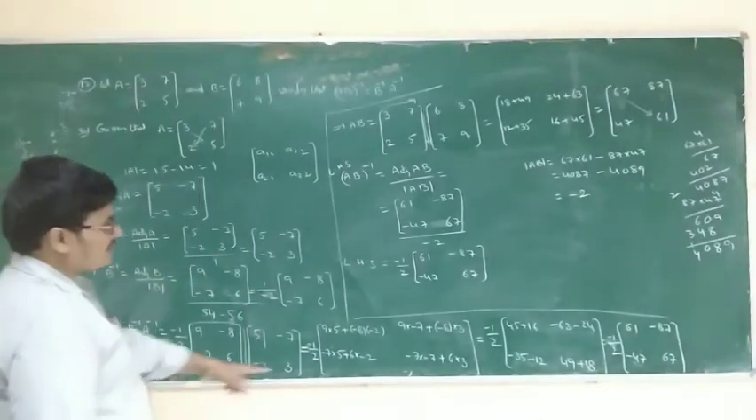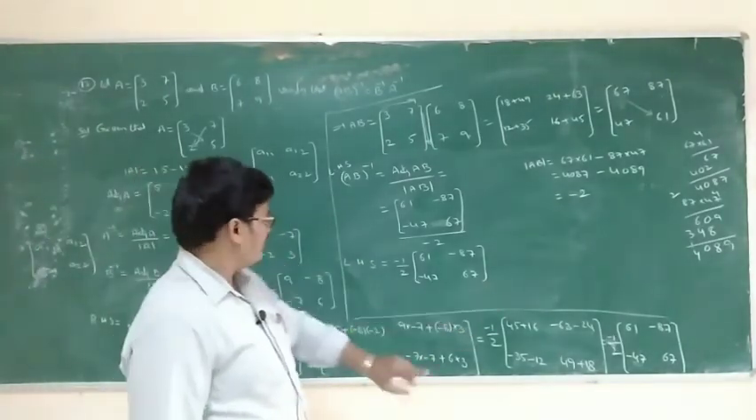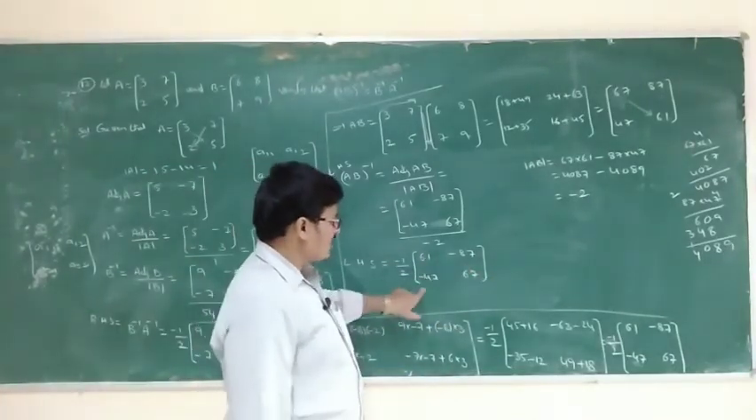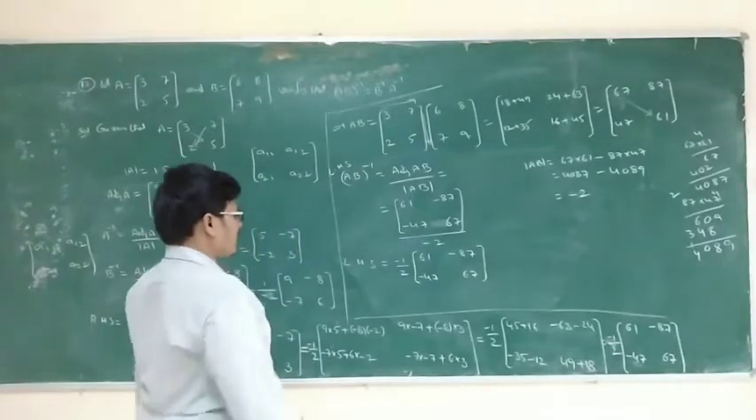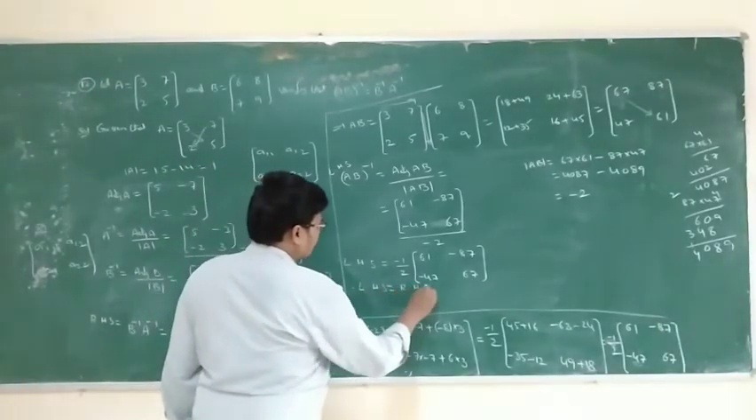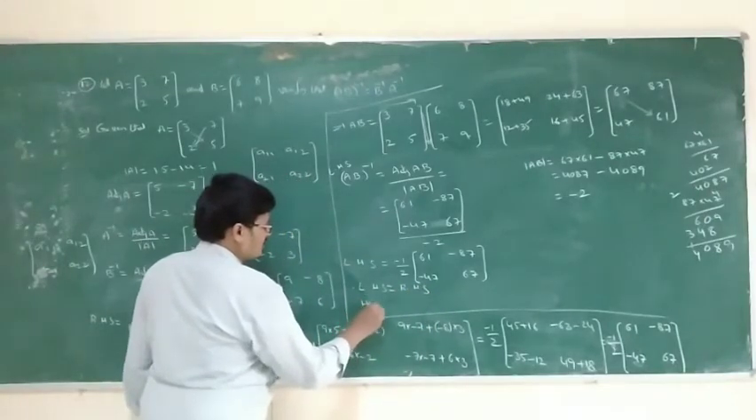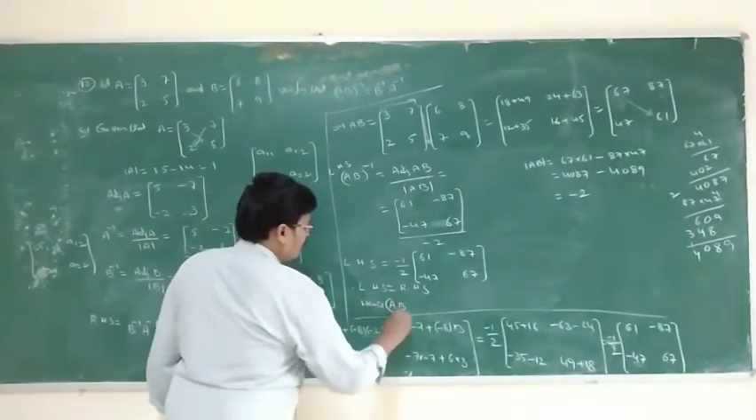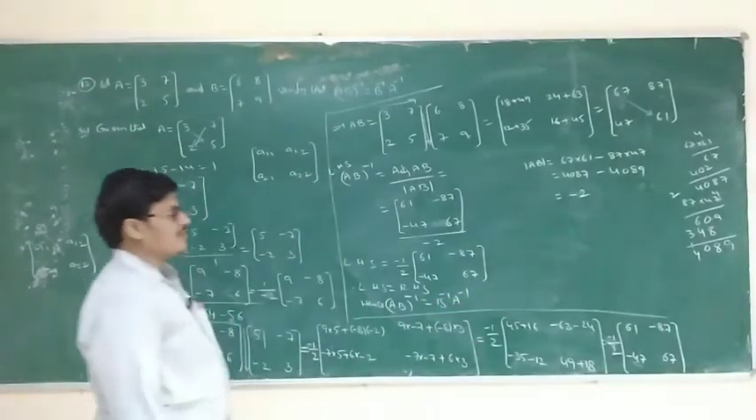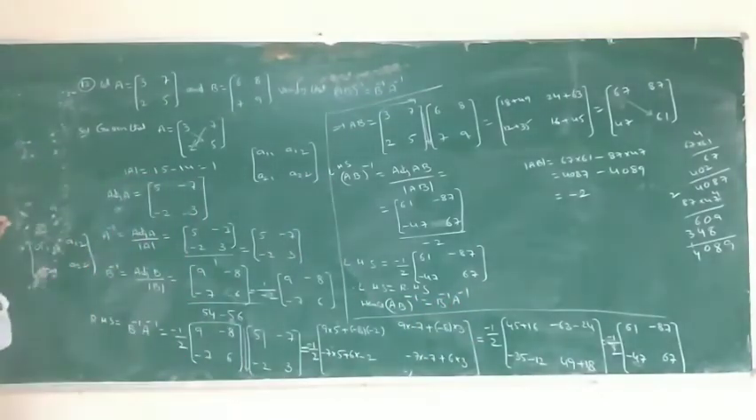What is the RHS? Minus 1 by 2 into 61, minus 87, minus 47, 67. So therefore LHS is equal to RHS. Hence AB whole inverse is equal to B inverse into A inverse.